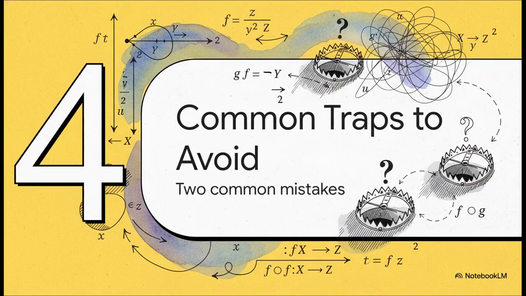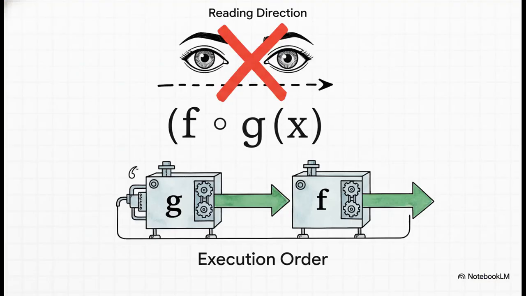You know, knowing the rules is great, but knowing the common traps is even better. Let's look at the two biggest mistakes students make so you can just sidestep them completely. Hands down, the number one mistake is getting the order backward. When you see f of g of x, even though g is written on the right, it is the inner function. It's the first machine in the pipeline. It always runs first. Don't let your brain's habit of reading left to right trick you here.